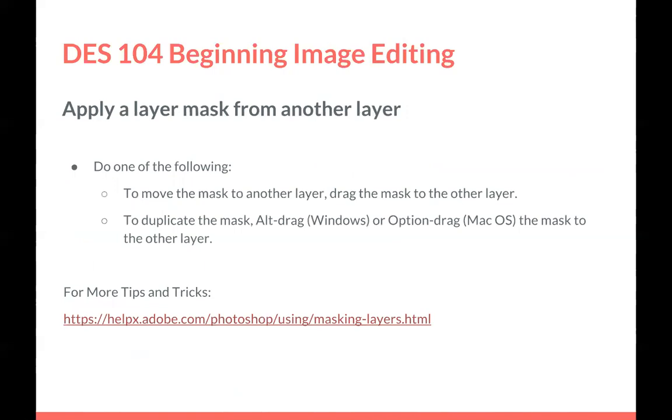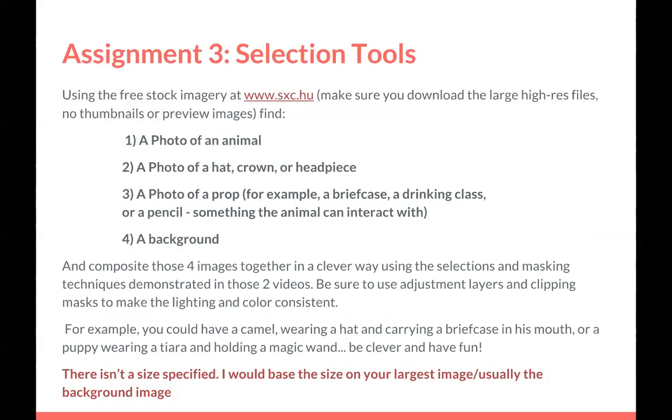And you can even apply a layer mask from another layer. So you can do one of the following. To move the mask to another layer, you would simply drag the mask right off the layer it's on to the other layer. And then to duplicate it, you would hold down the Option key while you're dragging, and it would make a duplicate of that mask on the other layer. And I also provided you an Adobe link that has a couple more tips and tricks for you.